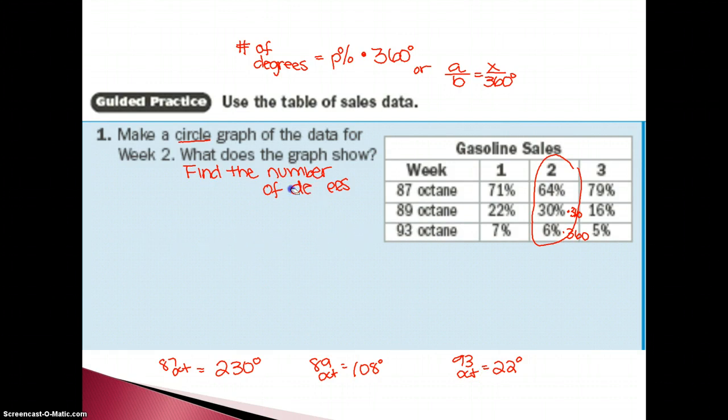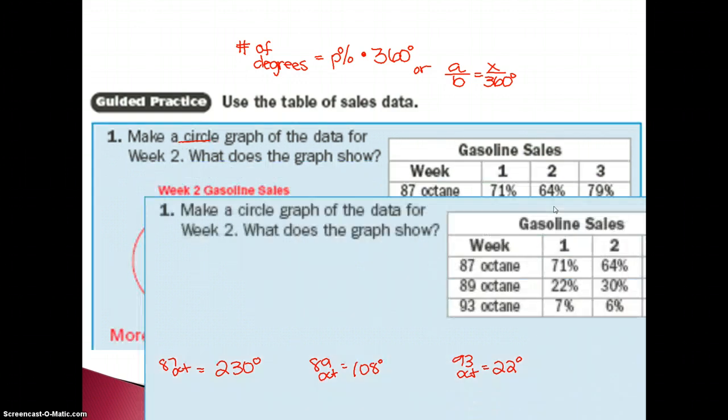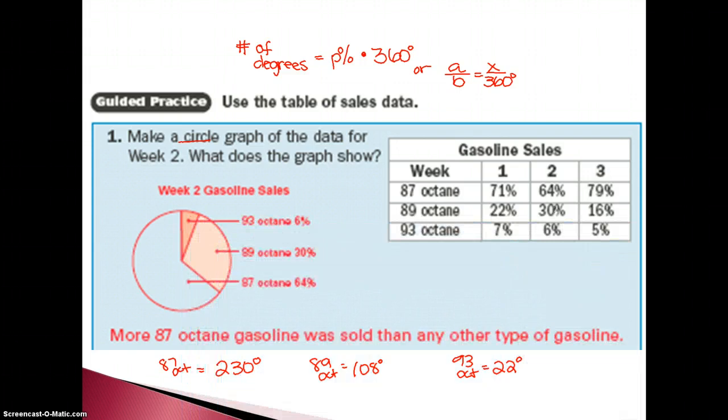Once you know your degrees, then you could use a protractor to measure and make the circle graph. I'm going to show you what that looks like. Remember, 180 degrees would be half of a circle. 90 degrees would be a quarter of a circle. So if you look at the 89 octane, that looks like a little bit more than a quarter of a circle. So that makes sense. It's 108 degrees. 93 octane was 22 degrees, and then most of it was the 87 octane.